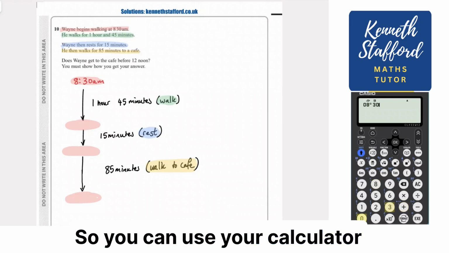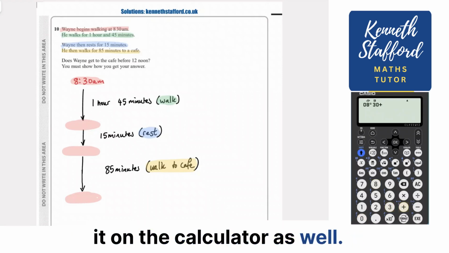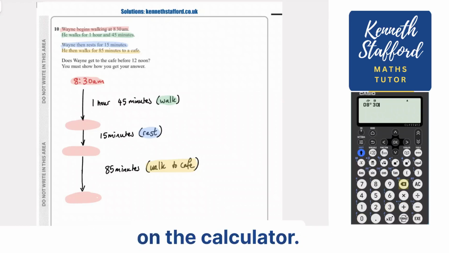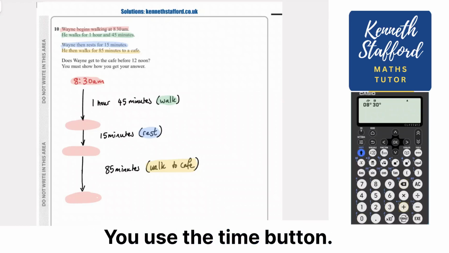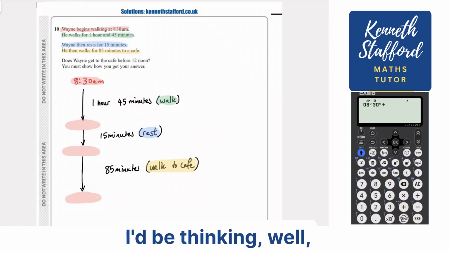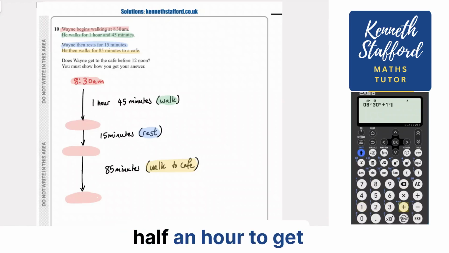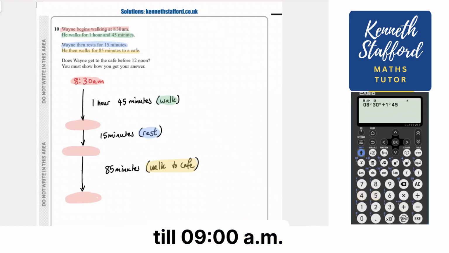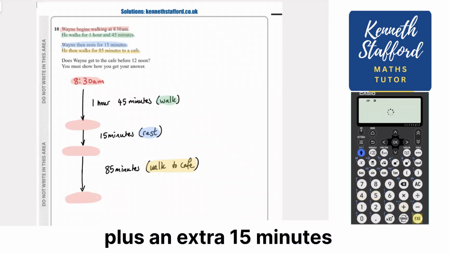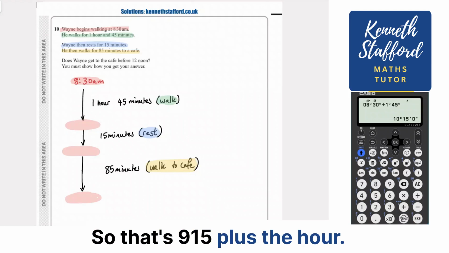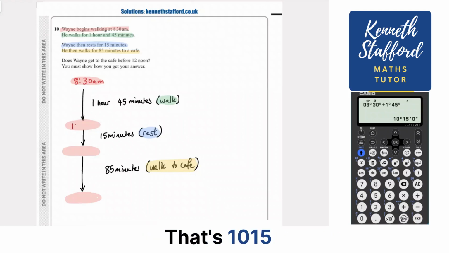You can use your calculator for this. I'm going to show you how you do it on the calculator as well. To add time together on the calculator, you use the time button. Without a calculator, I'd be thinking, well, half an hour to get till 9 a.m. plus an extra 15 minutes from the 45, so that's 9:15, plus the hour, that's 10:15.